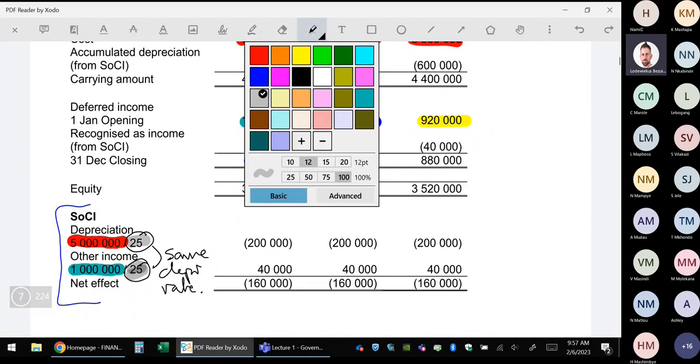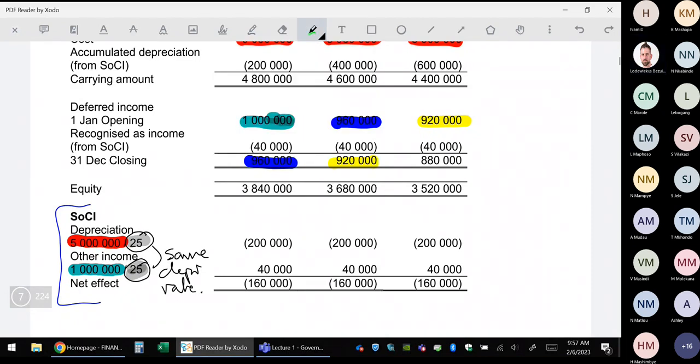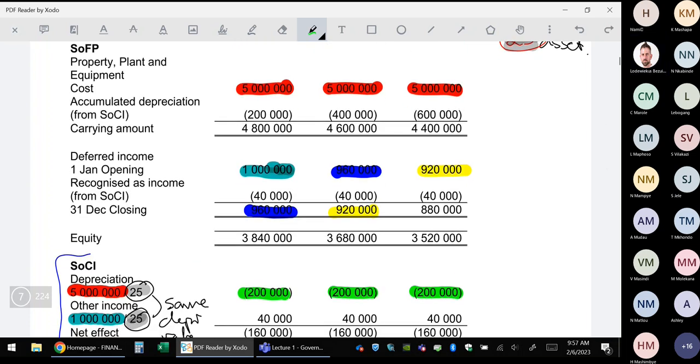So each year, our depreciation is going to be 200,000 because it is cost of 5 million divided by 25. And that is now, remember, accumulated depreciation. So in year 1, it's 200,000. In year 2, it's 200 plus 200. In year 3, it is 200 times 3. And that gives us the 600.